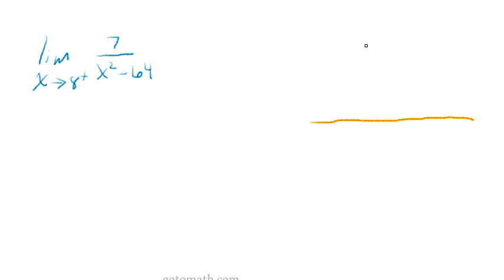We have, what do we have? We have the limit as x approaches 8 from the right hand side of 7 over x squared minus 64. And I'm just going to kind of sketch this out.